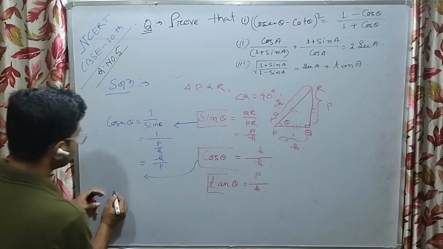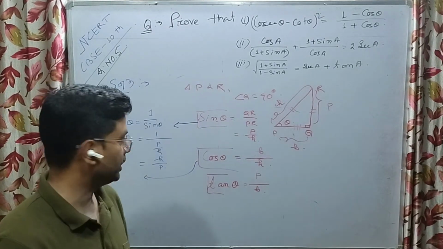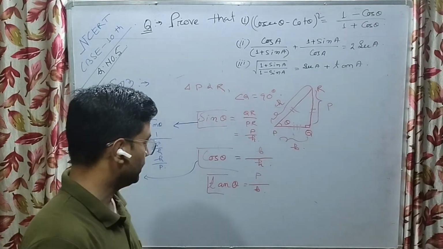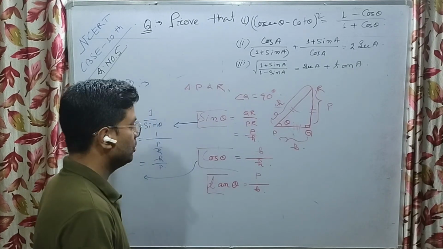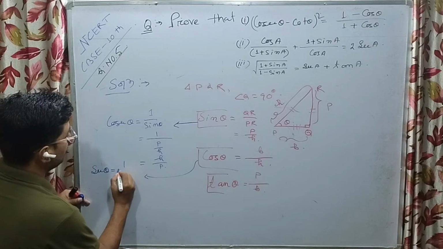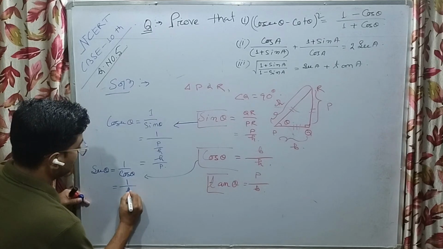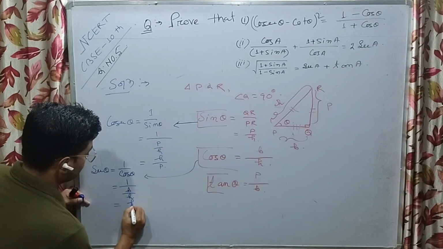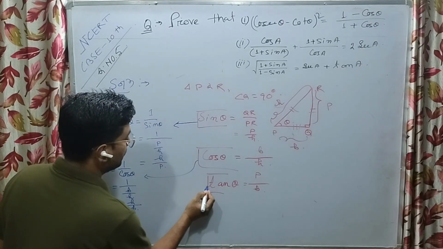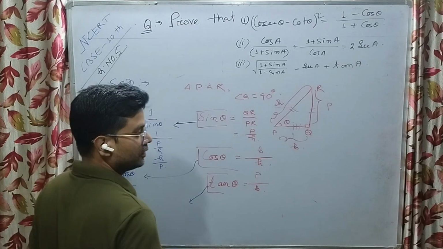Similarly from here, sec theta is the reciprocal of cos theta. Listen carefully and keep it in your mind. Sec theta is the reciprocal of cos theta. Then sec theta is equal to 1 by cos theta is equal to 1 by (B by H) is equal to H by B. Similarly, for the third trigonometric ratio, tan theta, we can obtain from here cot theta.